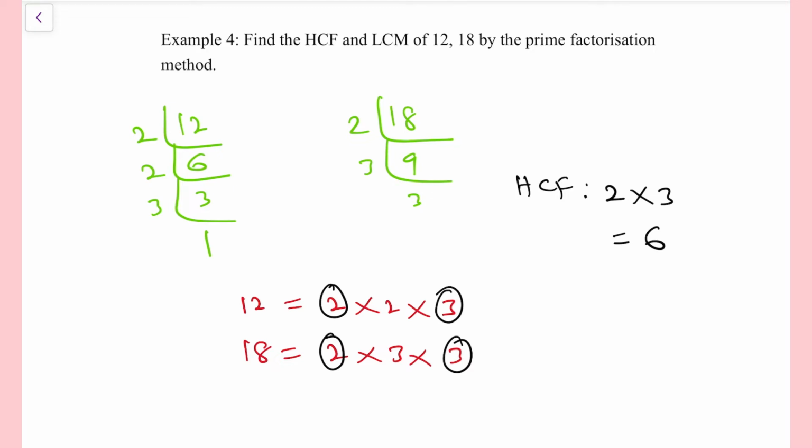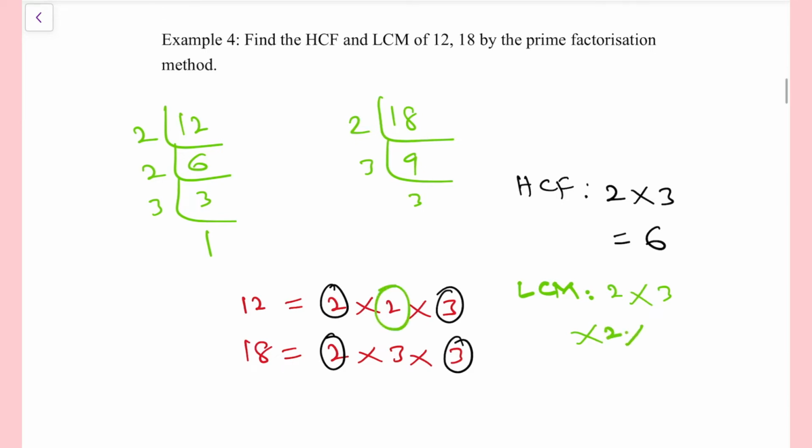Then coming to the LCM part. First write what is common, that is 2 into 3 into. Now whatever the extra numbers are remaining, all of those we need to write here. Here 2 is extra, so write that 2 into, here 3 is extra, write that 3. So if you multiply all these, 2 threes are 6, 6 twos are 12, 12 threes are 36. So LCM of 12 and 18 is 36.